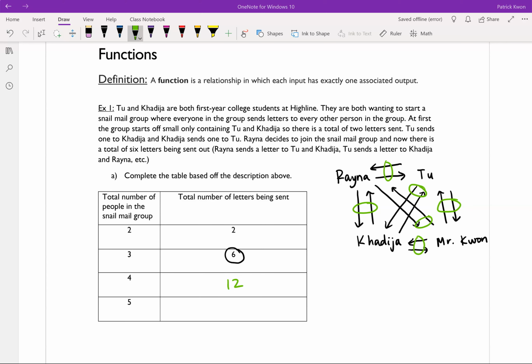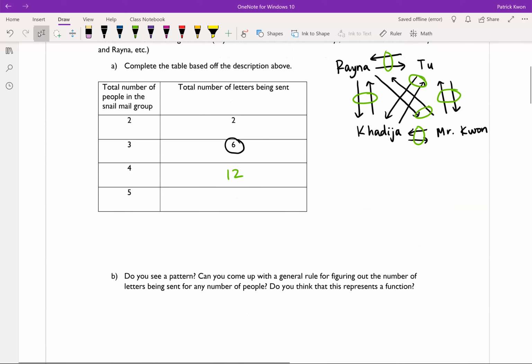If I decided to add in a 5th person, that's going to be a lot of arrows to draw. And so mathematics a lot of times is about patterns. So part B asks, do you see a pattern? Can you come up with a general rule for figuring out the number of letters being sent for any number of people? Do you think that this represents a function?